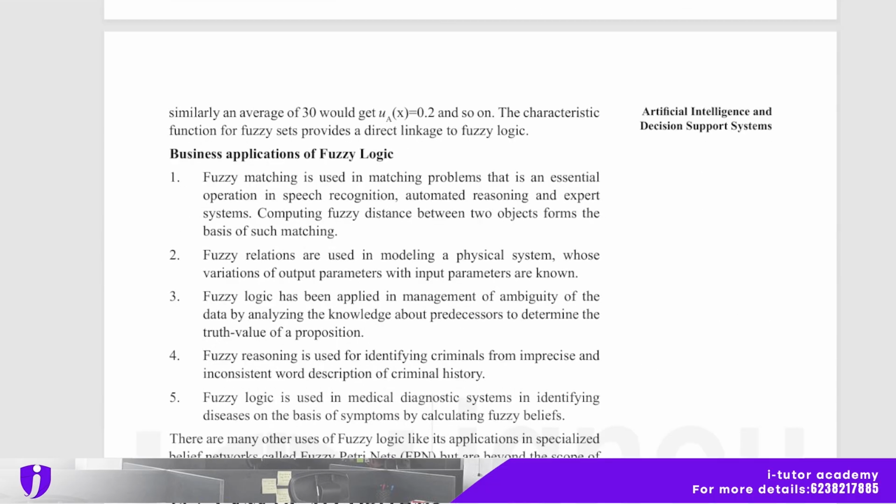Fuzzy logic matching is used in matching problems, which is an essential operation in speech recognition, automated reasoning, and expert systems. Computing fuzzy distance between two objects forms the basis of such matching. Fuzzy relations are used in modeling a physical system whose variations of output parameters with the input parameters are known. Fuzzy logic has been applied in management of ambiguity of data by analyzing the knowledge about predecessors to determine the truth value of a proposition.